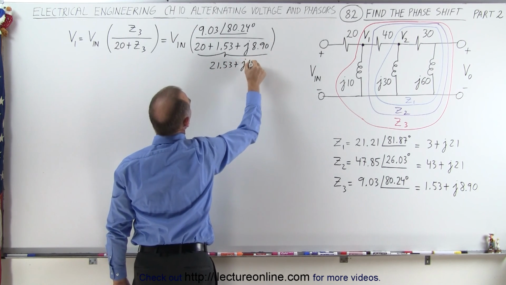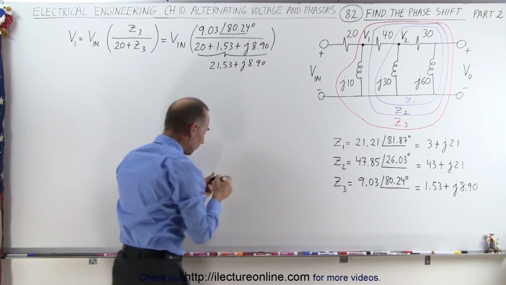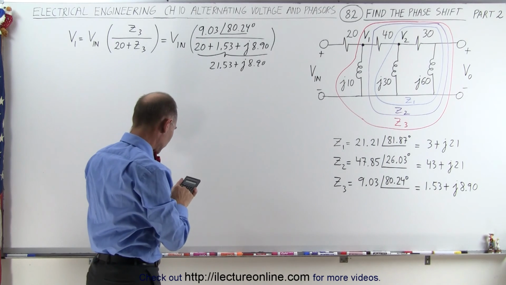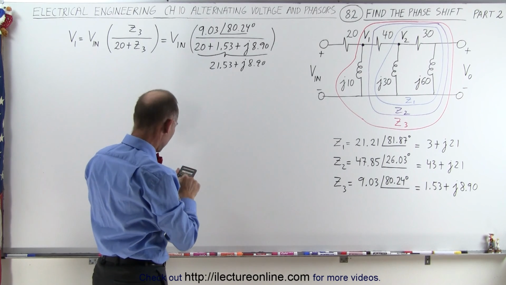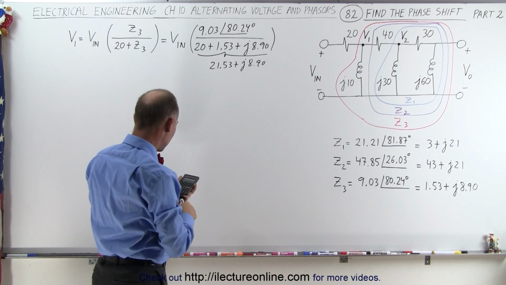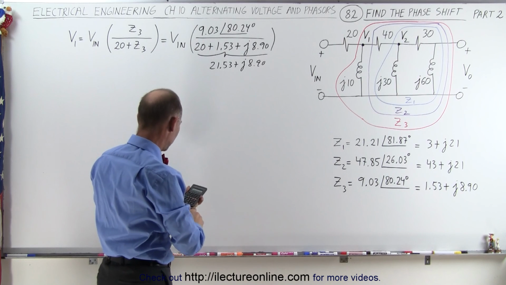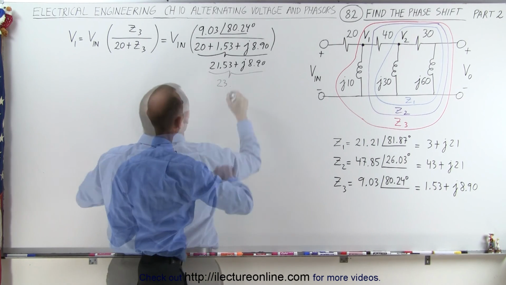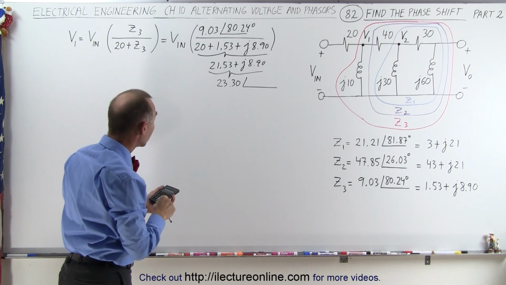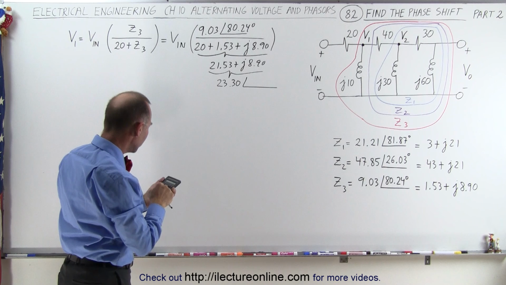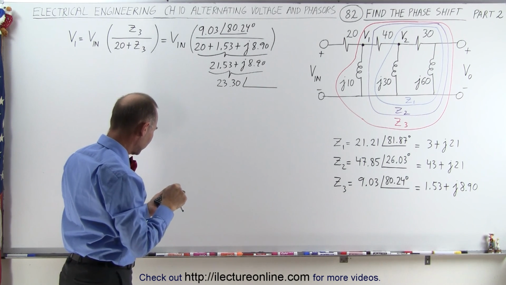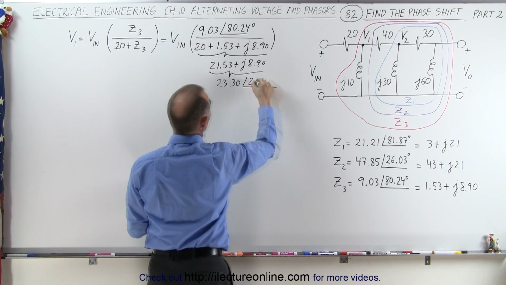When we combine these two, that gives us 21.53 plus j8.90. Then when we convert that to the magnitude and phase angle format, we get the following. So 21.53 squared plus 8.9 squared, take the square root, we get 23.30 essentially, with a phase angle of 8.9 divided by 21.53. Take the inverse tangent, that gives us 22.46 degrees.